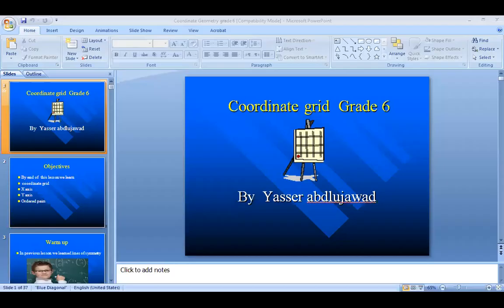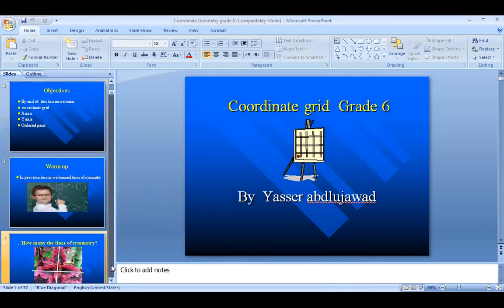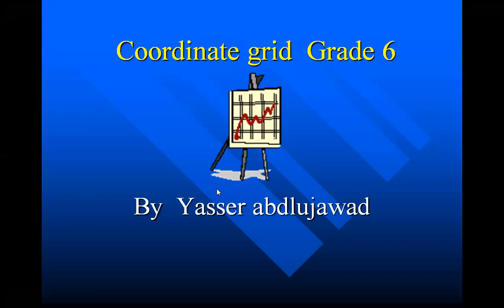To start a new lesson in math, the new lesson is called coordinate grid. A coordinate grid is a grid divided into squares like this. But before we start our lesson, we have a quick review of the previous lesson about axis of symmetry. Here is the axis of symmetry, and we review what it means.